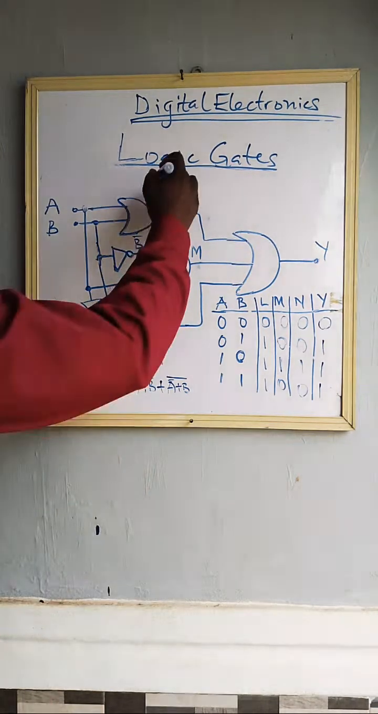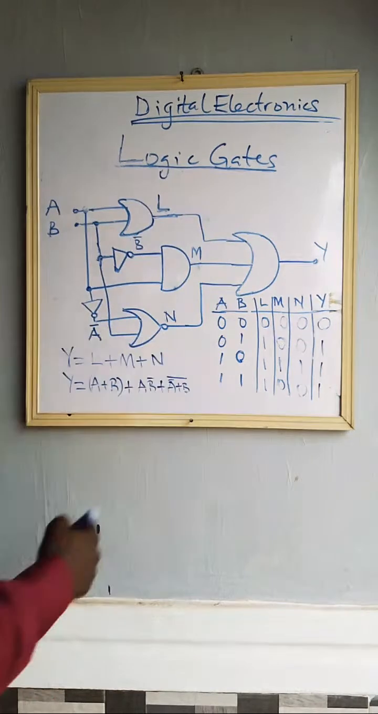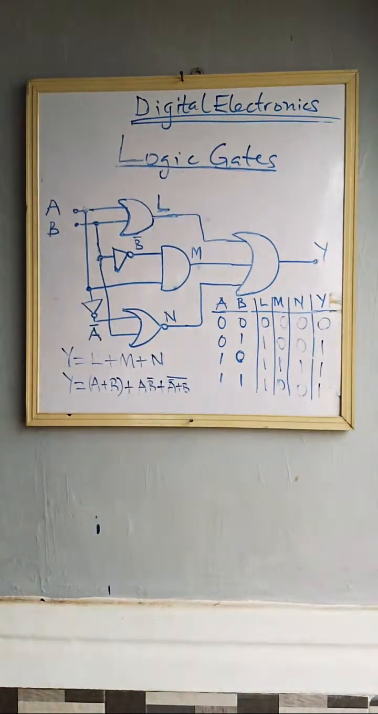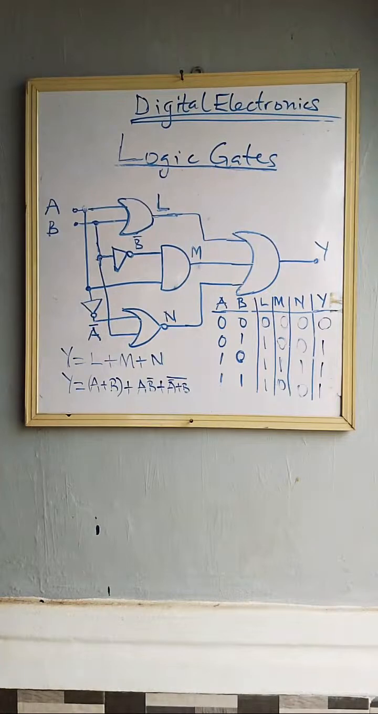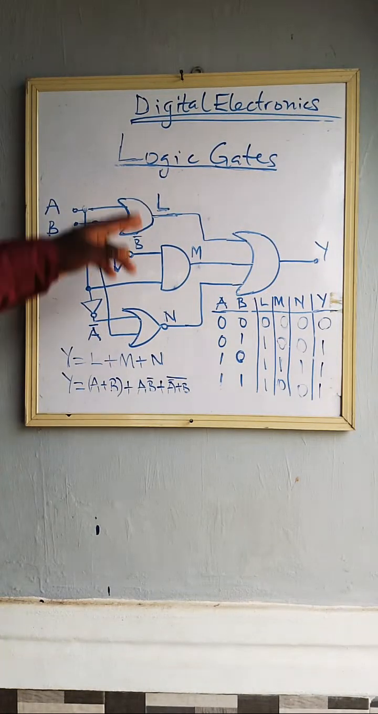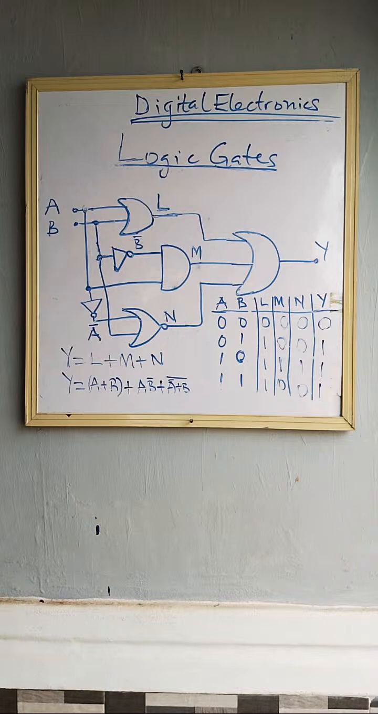And it is this expression that we now go ahead and simplify using Boolean algebra or Karnaugh map. And that is a subject of another video in this digital electronic gate series. We are going to learn that in another lecture.